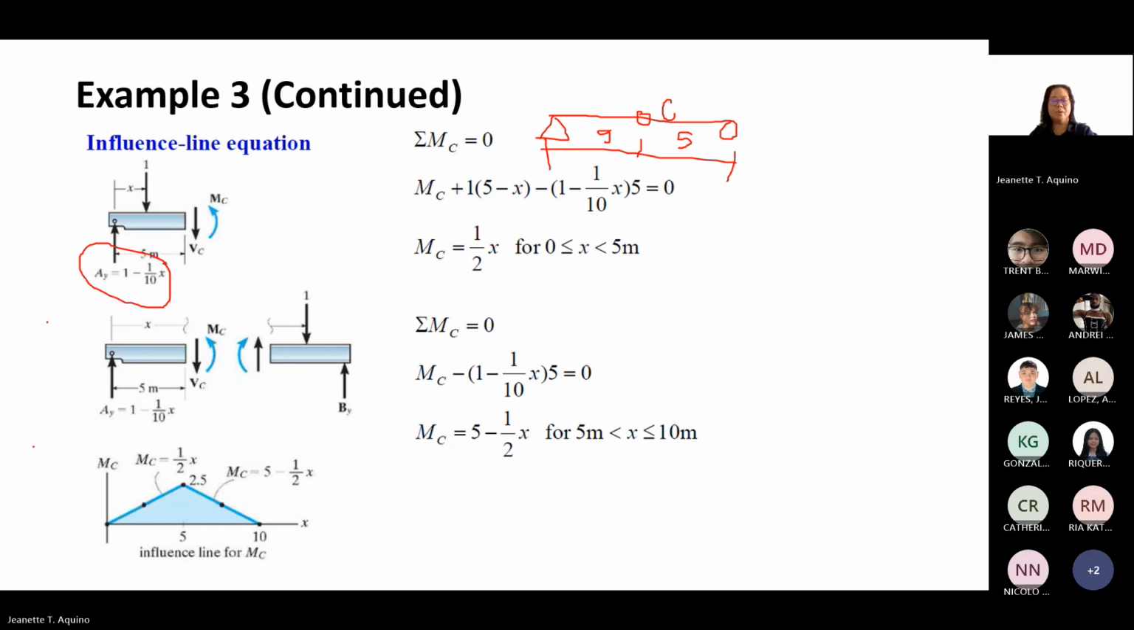So if we take the moment at C equals to 0, for the length where x is greater than or equal to 0 but less than 5 meters, our equation will be summation of moment at C equals to 0, and then MC counterclockwise plus 1 times 5 minus x. So this is the distance.